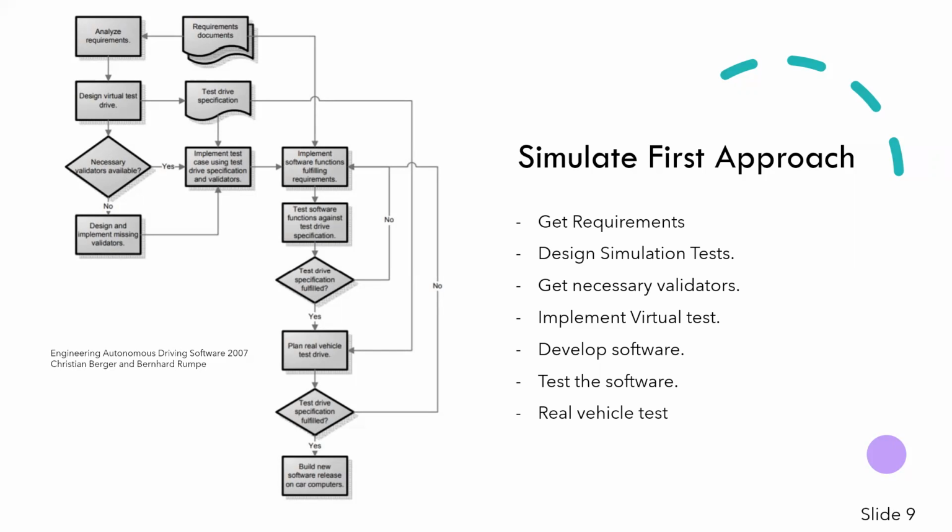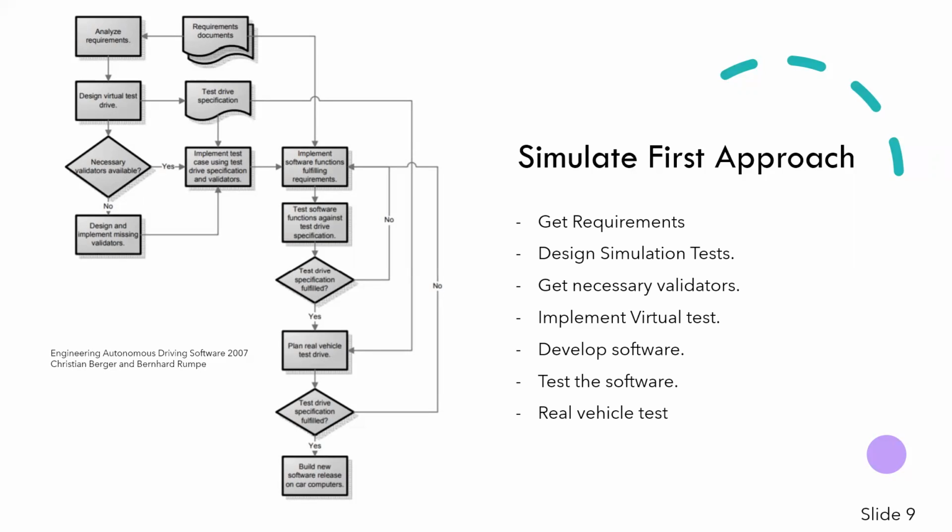We get the necessary validators or performance metrics, after which we implement the test case in the simulation environment, which can be code or specialized software. After implementing the test, we write the actual code to implement the requirements, which we then test with the implemented tests. On passing of the virtual tests, we plan and execute the real world, real vehicle tests. Only upon passing them do we deploy the software.